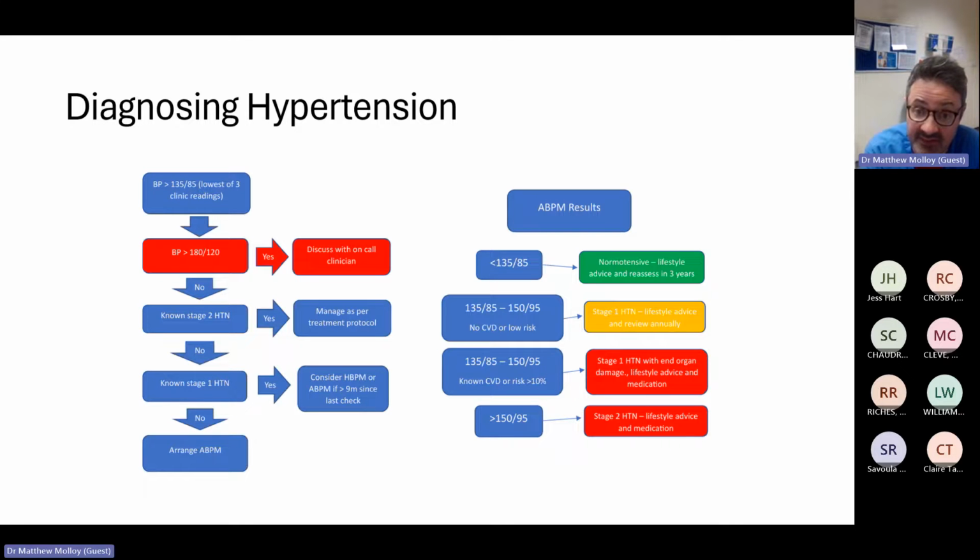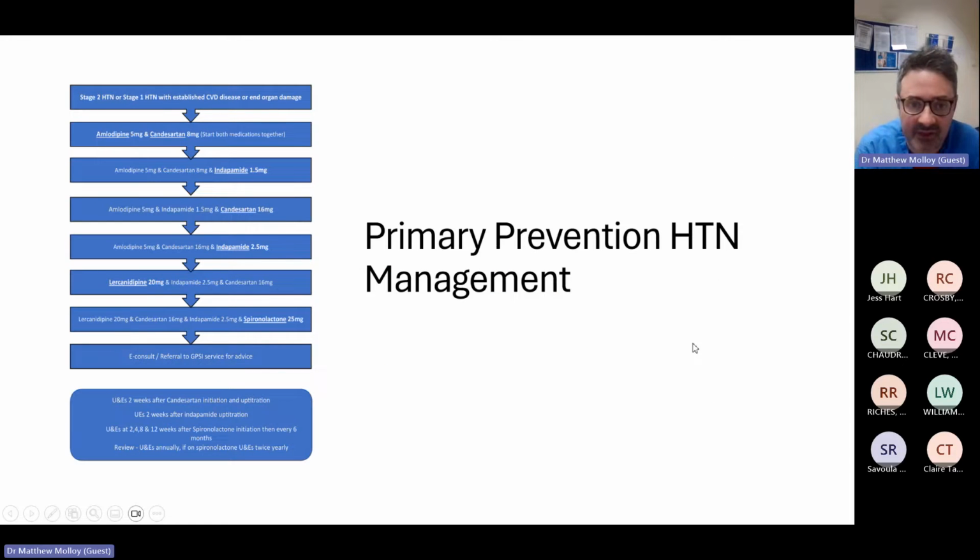If their ABPM result is the same, but they have known CVD, or an elevated QRisk, we class this as stage 1 hypertension with organ damage, and we offer lifestyle advice again, but we also treat this cohort with medication. With an ABPM result greater than 150 over 95, we class it as stage 2 hypertension, and give lifestyle advice again, and up titrate and optimize medication to achieve targets. So again, this is slightly different to NICE guidance, but this is what we use in our PCN.